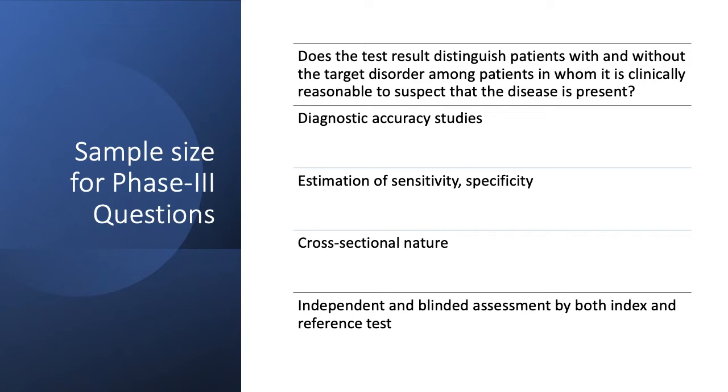So how will we conduct such studies? We will design a cross-sectional experiment in which both the index test and reference test will be administered independently, and those will be assessed blindly. What does that mean? It means that the assessor of the index test should not know the results of the reference test, and the assessor of the reference test should not know the results of the index test. And then we will calculate these diagnostic accuracy parameters.